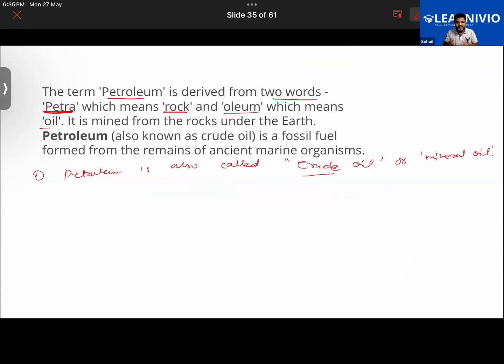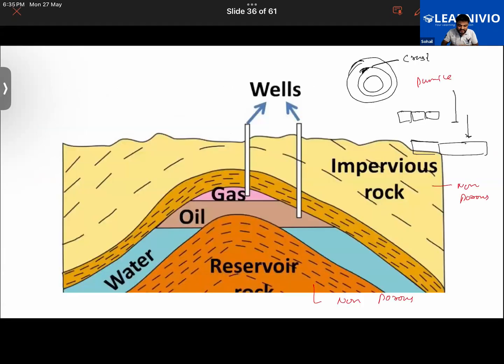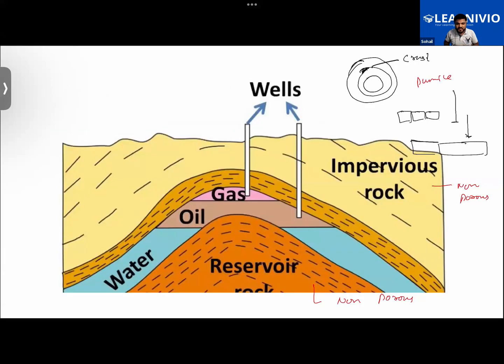It is basically trapped between two types of rocks, namely the impervious rock and the reservoir rock, like this. So the reservoir rock would be holding water, and above the water oil will be floating. This petroleum, that is crude oil, will be floating, and above this gas is found. And we also learned that the world's first oil well was drilled in which country? In Pennsylvania in USA.